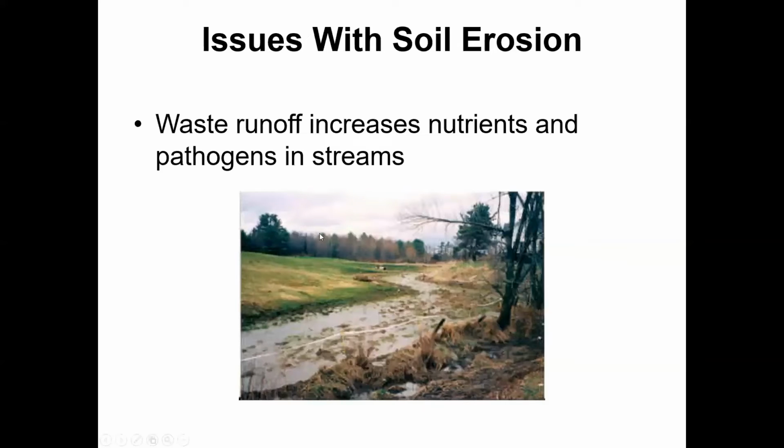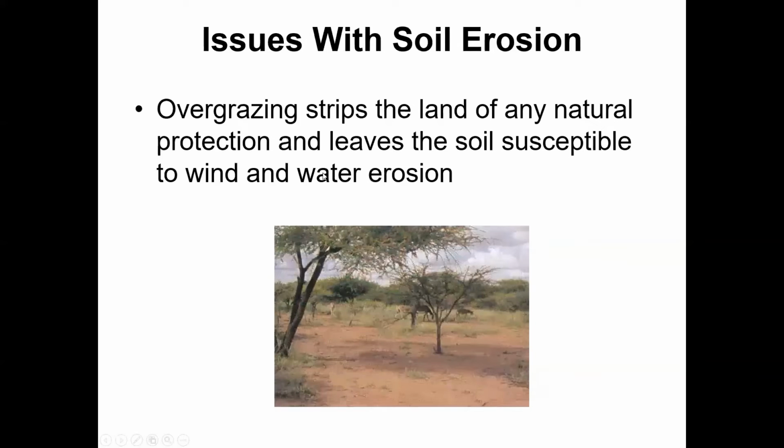Another issue with soil erosion is overgrazing, where overgrazing strips the land of any natural protection and leaves the soil susceptible to wind and water erosion. So again, the soil will be as bare as possible. As soon as wind and water actually hit the soil, it becomes eroded at a much faster rate as compared to if there was a soil cover present.